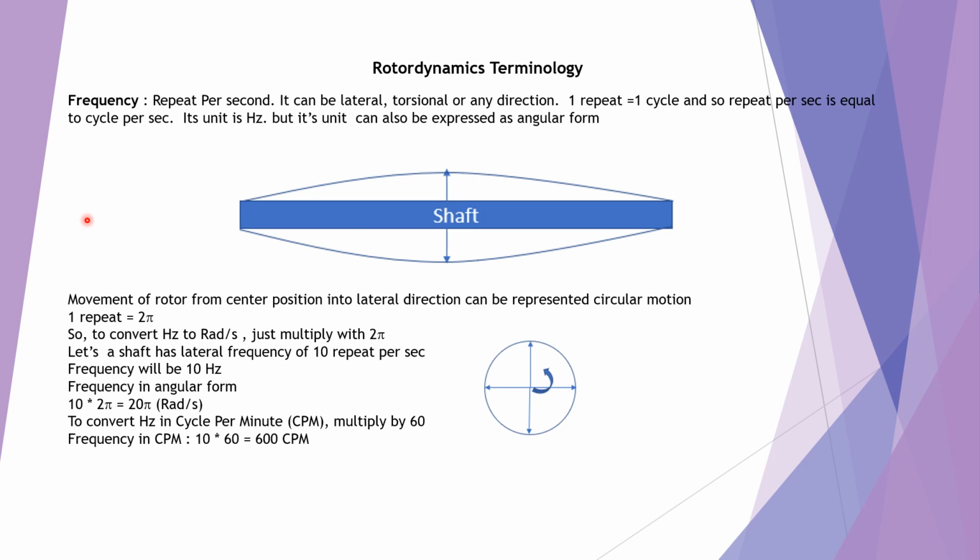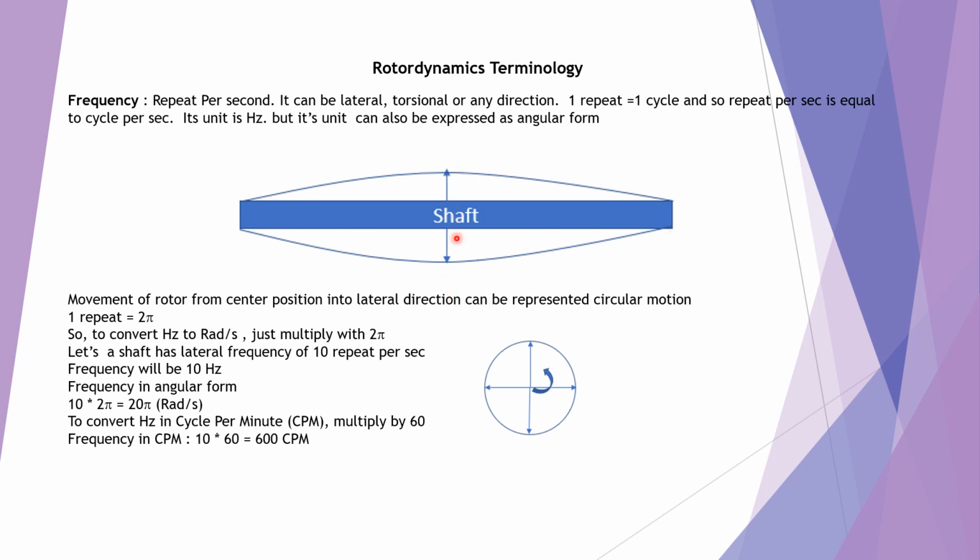Frequency. What is frequency? Frequency is defined as repeats per second, and it can be lateral, torsional, or in any other direction. One repeat is one cycle, so repeat per second is called cycle per second. That unit is hertz, but it can also be expressed in angular form. Repeat can also be converted into angular form.